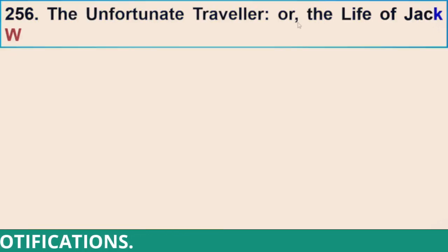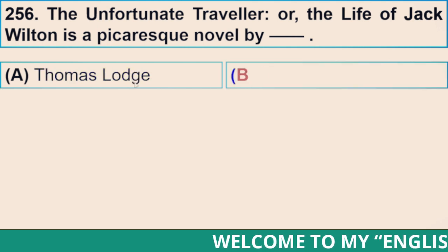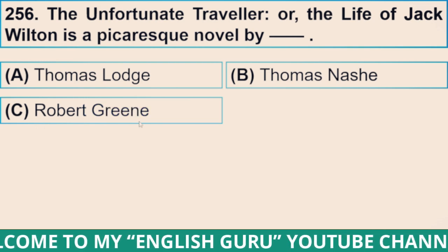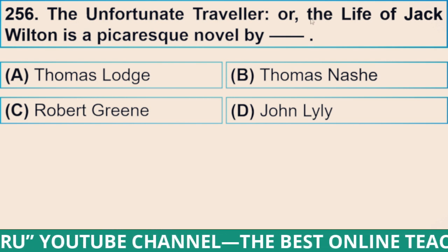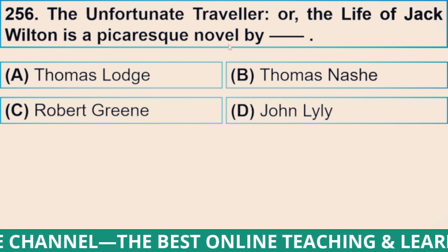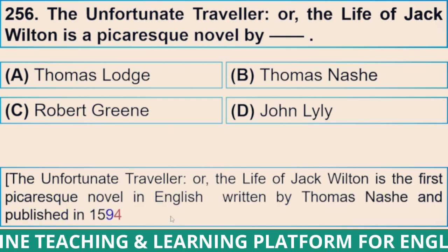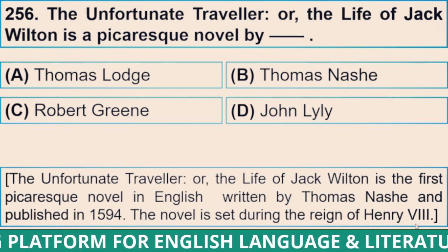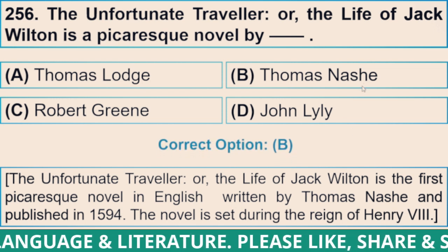The Unfortunate Traveler, or The Life of Jack Wilton, is a picaresque novel by option A, Thomas Laws, option B, Thomas Nash, option C, Robert Greene, and option D, John Lilly. The Unfortunate Traveler is the first picaresque novel in English, written by Thomas Nash and published in 1594. The novel is set during the reign of Henry VIII. Here, correct option will be B, Thomas Nash. Okay, now let's see next question.